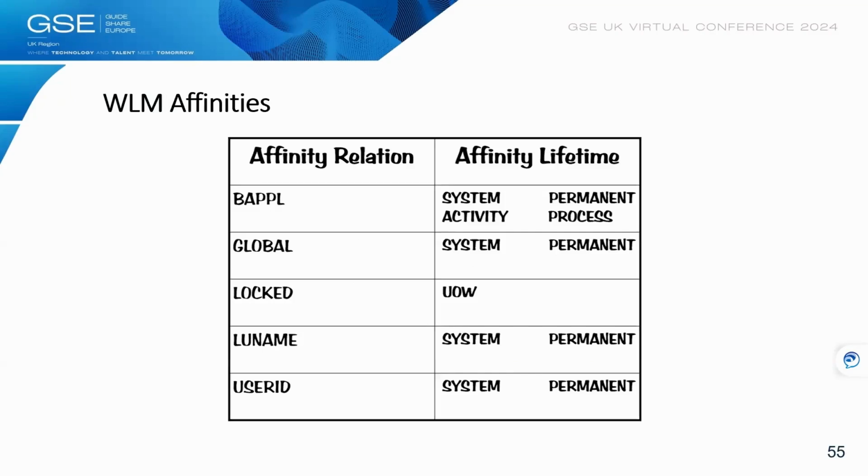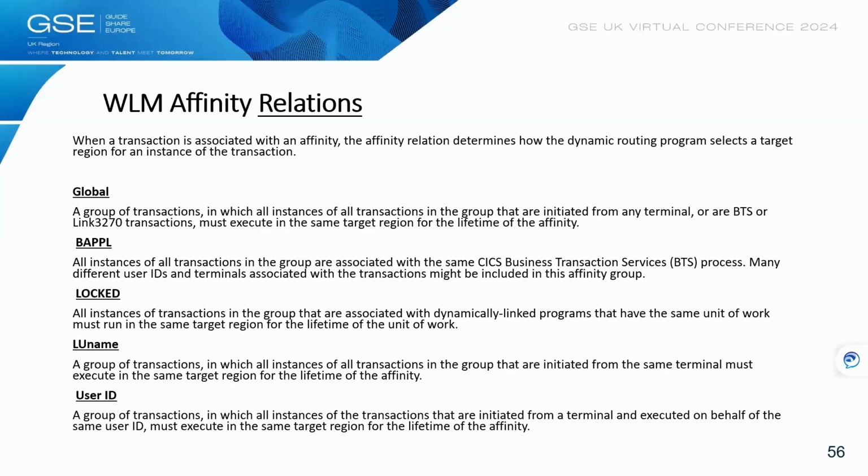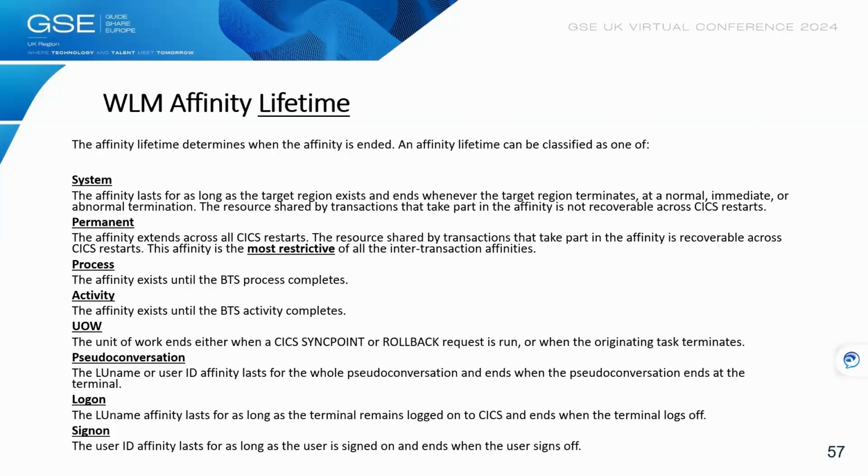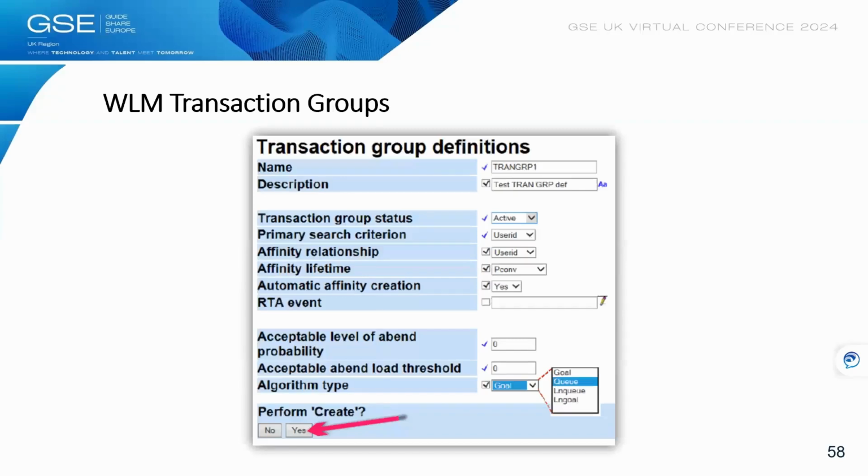What about affinities? Well, there's a whole complex discussion on affinities. There's an affinity relation and how long the affinity should last. So there you go. A particular user ID could be a relation, and it could be a system-related affinity or a permanent affinity. Okay. Now, the notes are all here, so you could read through what the various options are, right? But here's an example of me creating a group definition, right?